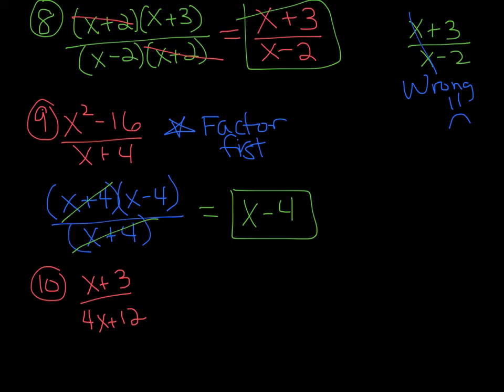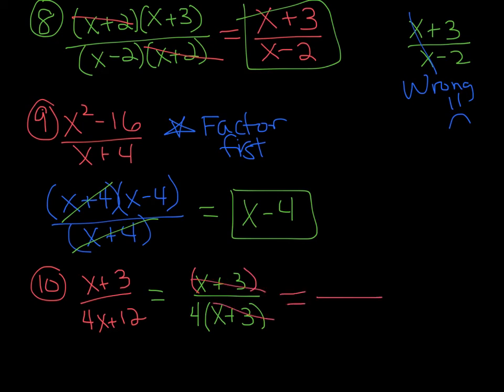So for our next problem, similar thing, we're going to factor first. Notice how there's nothing in the numerator that can be factored. The denominator, however, has a GCF. The GCF is going to be 4. And then I'm left over with x plus 3. So here's another fun problem. The x plus 3s can cancel out.